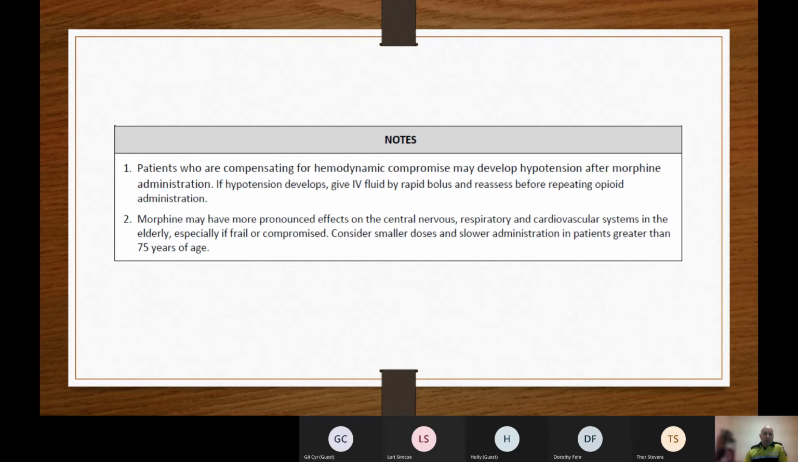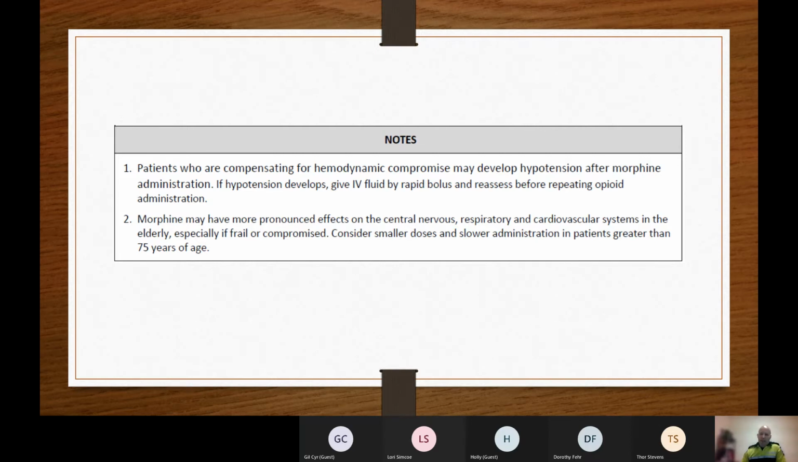So patients who are compensating for hemodynamic compromise might develop hypotension after morphine administration, same thing as fentanyl. The big thing with the American Heart Association and Heart and Stroke in Canada is that they found morphine is actually quite detrimental in patients who are having ACS. It has vasodilatory properties, but they found it more so than fentanyl, and it decreased venous tone, which reduced blood pressure, causing a lot of issues.